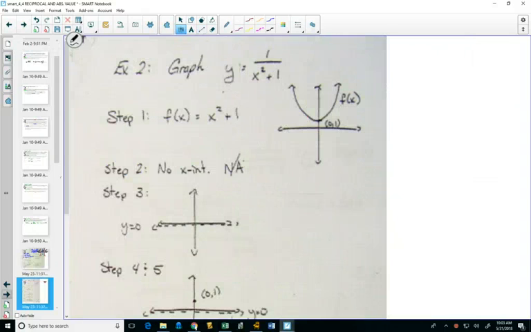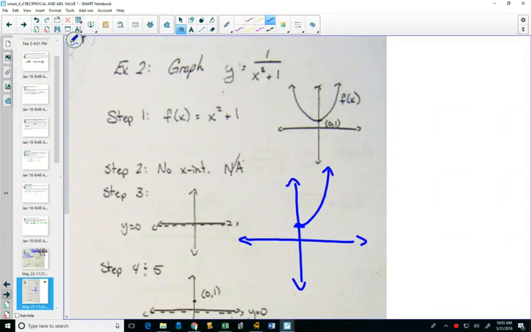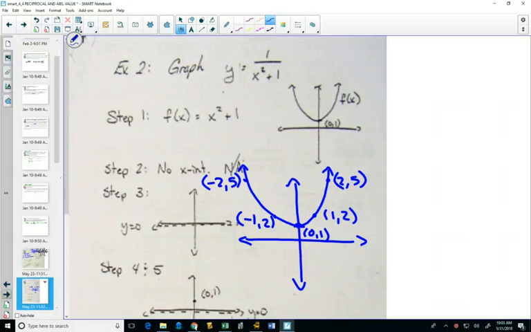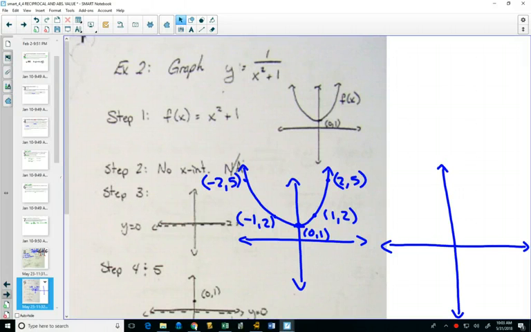So let's look at the second example. Same thing. We're going to start by graphing the bottom function, which is x squared plus 1. So this is what you would do. X squared plus 1 is a parabola going up. Has a vertex at 1. If you want to label a bunch of points, you've got 1, 2, 2, 5, -1, 2, -2, 5. Thank you. Right beside here, we'll draw the reciprocal graph.